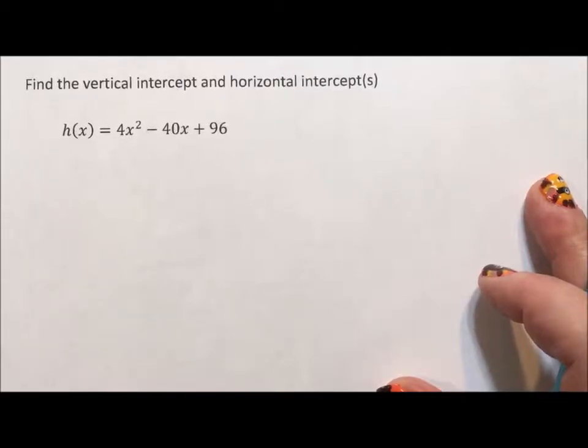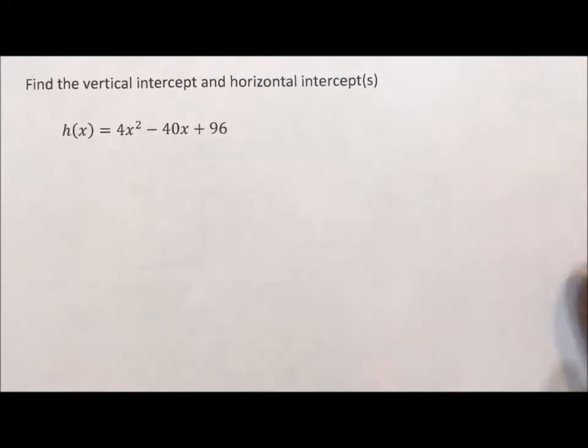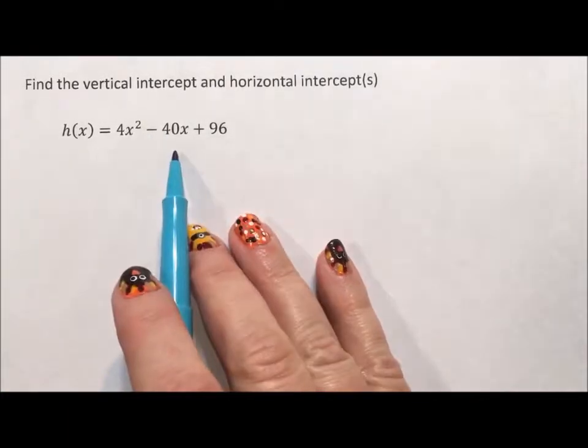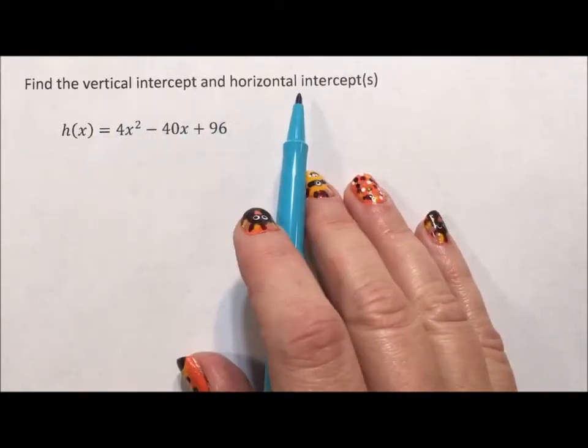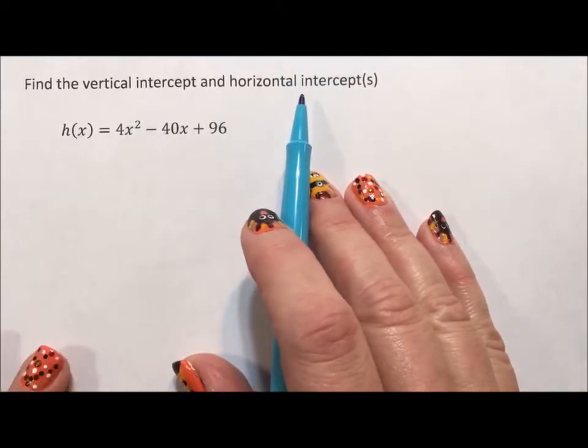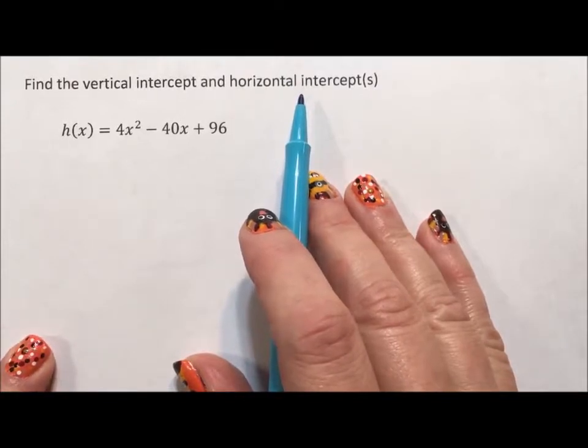Today I'm doing a series of videos on parabolas and their graphs. In this video, what I'm specifically looking at is if I have an equation of a parabola, how do I find the vertical and horizontal intercepts? If I start with those intercepts, I have 3 of the 4 or 5 points that will help me graph the parabola.